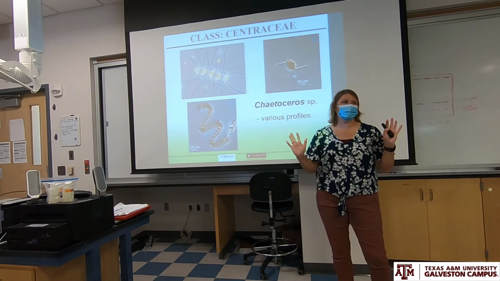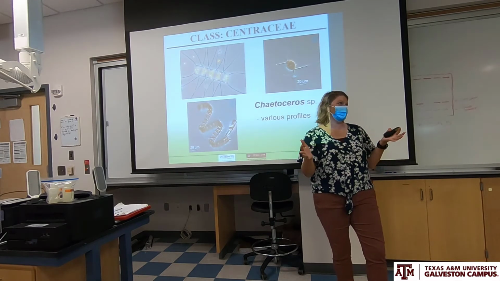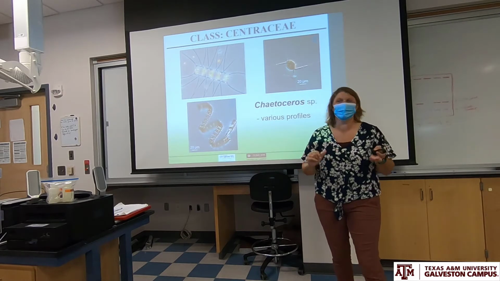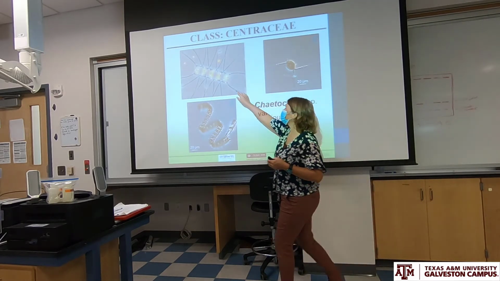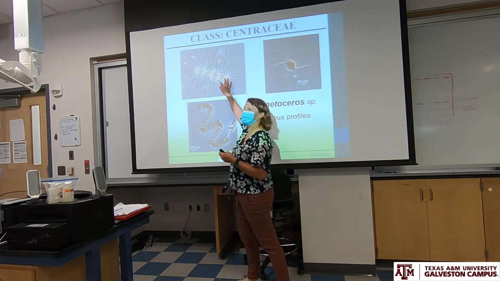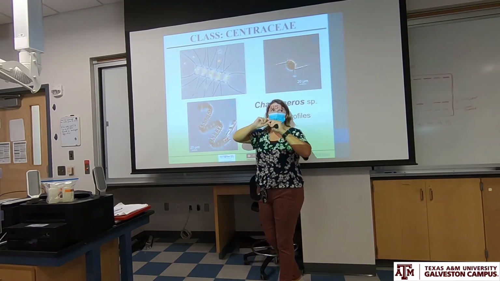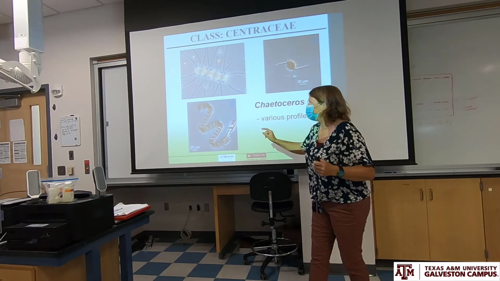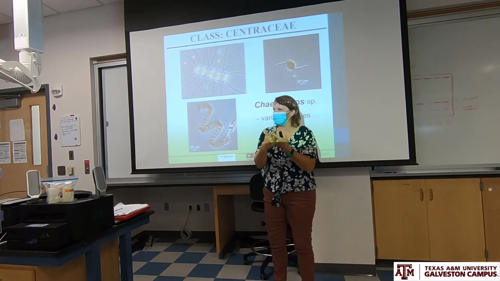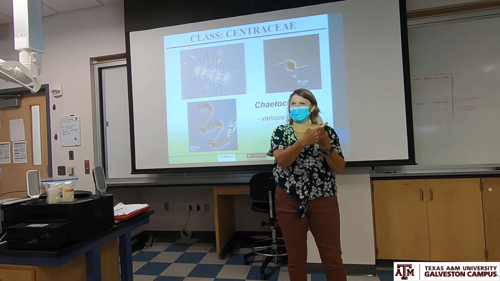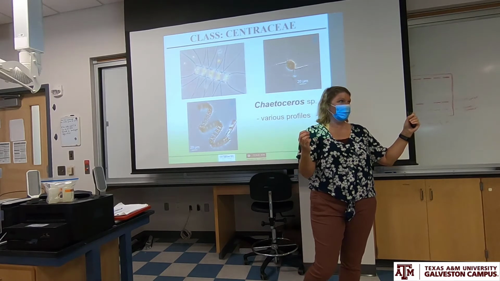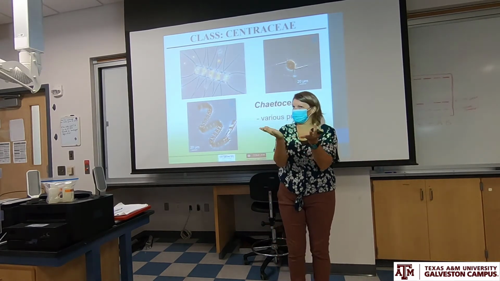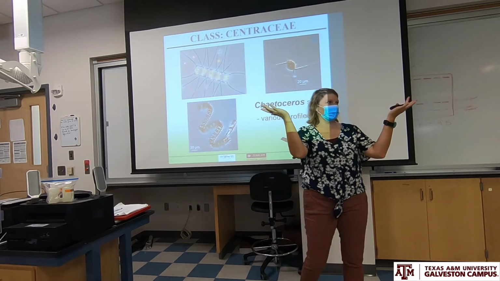This is my personal favorite. I love Chaetoceros. I couldn't tell you why, I just love it. I think it's beautiful. And each of these is a single cell. Each of these little rectangles is a single cell, and it has four of these long setae that come off of each cell. And these setae actually overlap with the setae on the cell next to it, and that creates this chain. And again, these long setae increase the surface area to help it stay buoyant in the water column.